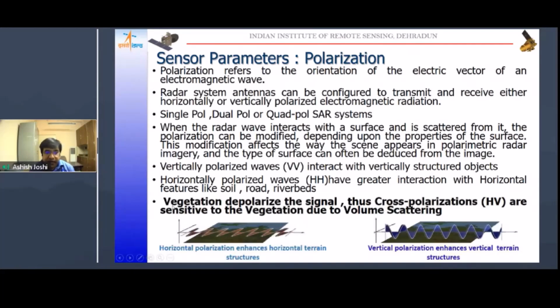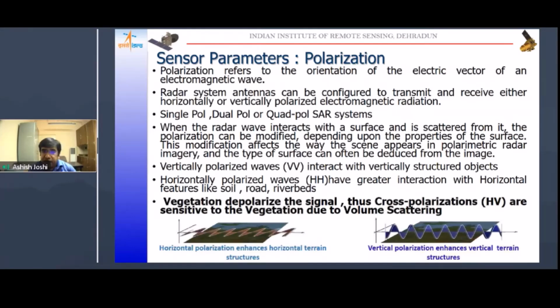And one more thing is that vegetation depolarizes the signal. Meaning when the SAR signal having any polarization interacts with the vegetation, there will be volume scattering. It will pass through the trees and leaves, so it will depolarize the signal. If we are emitting the H polarization, then the trees will depolarize the signal. Meaning if we are transmitting H polarized, then the tree will interact with the SAR signal and change that horizontal polarization to vertical polarization. So the trees will depolarize the signal.